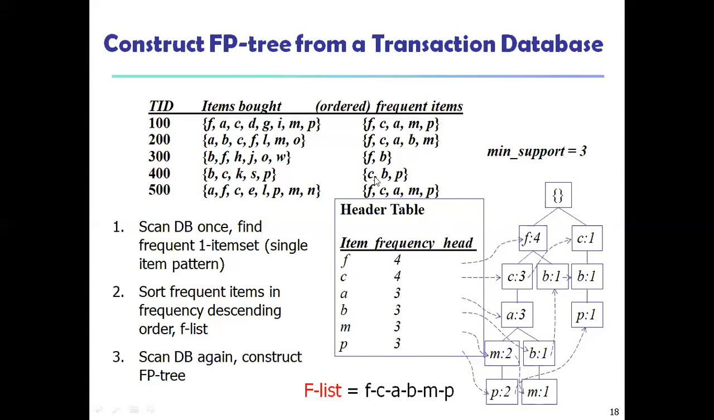The next one is C, B, P. So C is the first element, starting from the null set. So C, B and P. That's the fourth one. The fifth one is F, C, A, M, P. So F, C, A, M, P. In each and every path, the value keeps on increasing.